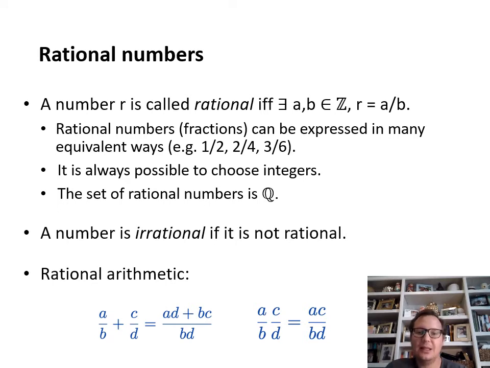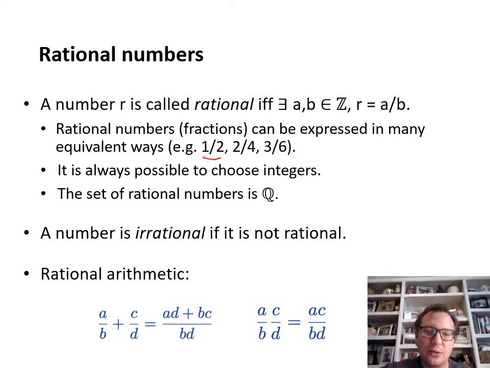Okay, let's switch now from integers to define rational numbers. We'll do proofs about rational numbers as well. So a number r is called rational if and only if there exist a and b that are integers, such that r is equal to a divided by b, or a over b. And rational numbers, also called fractions, can be expressed in many equivalent ways. For example, 1 over 2 is equivalent to 2 over 4 is equivalent to 3 over 6.